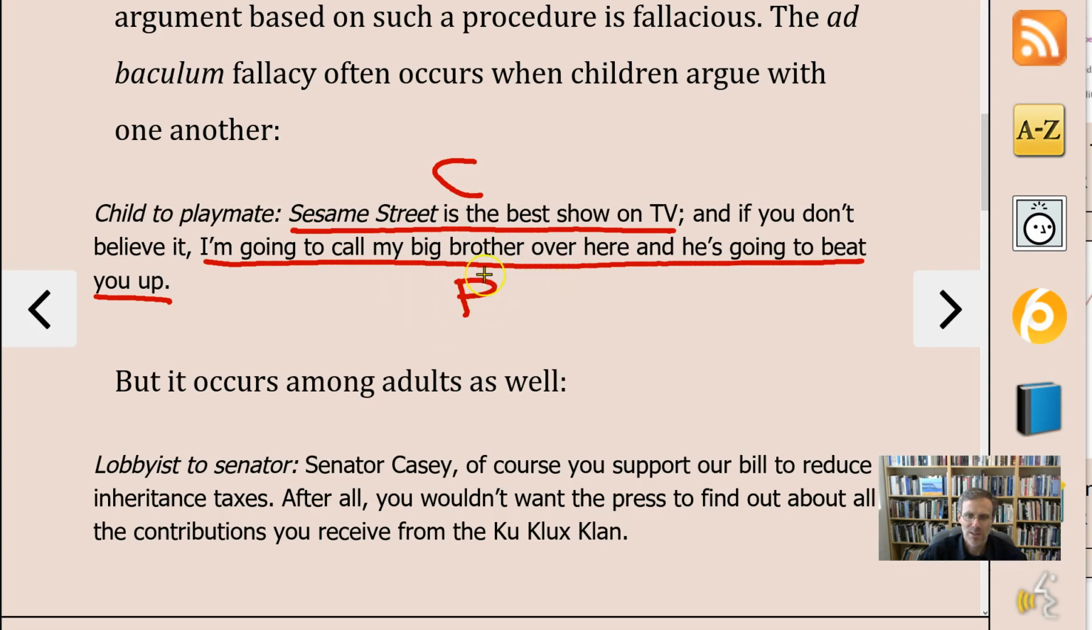But the fact that his brother might beat me up is no kind of true evidence that the claim is true. It might give me some reason to try to believe or to want to believe that the claim is true, but it's not actually evidence that the claim is true.